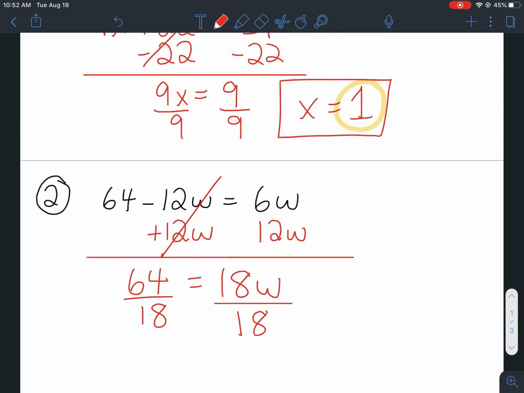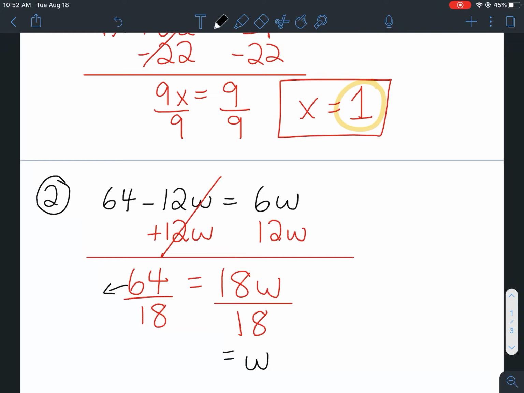So if you did that in the calculator, you'd end up getting 3.5 repeating. So 64 is not divisible by 18, but we can reduce that fraction. So how do we reduce 64 over 18? We need to think about what are some factors that they have in common.